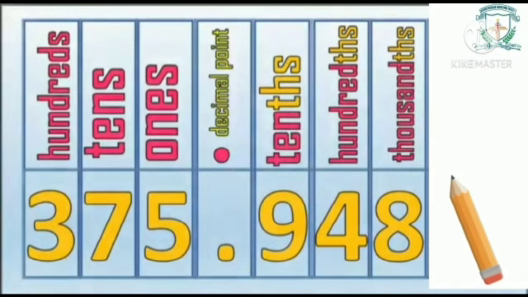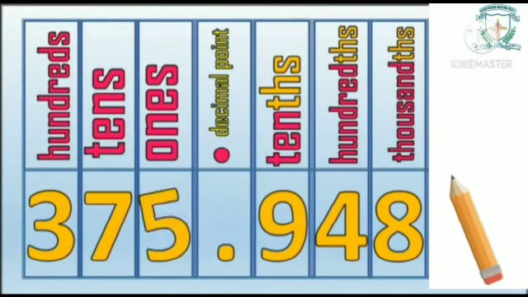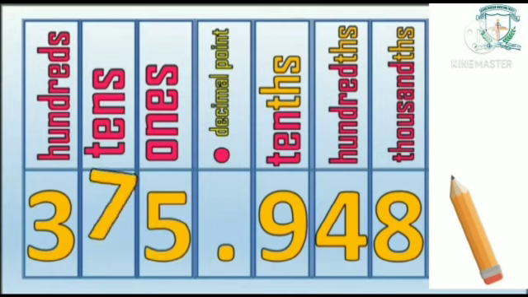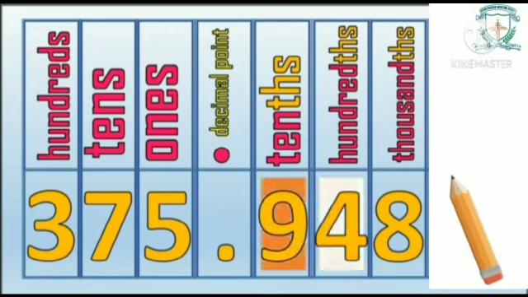375.948. 5 ones or 5, 7 tens or 70, 3 hundreds or 300, 9 tenths or 9 by 10, 4 hundredths or 4 by 100, 8 thousandths or 8 by 1000.